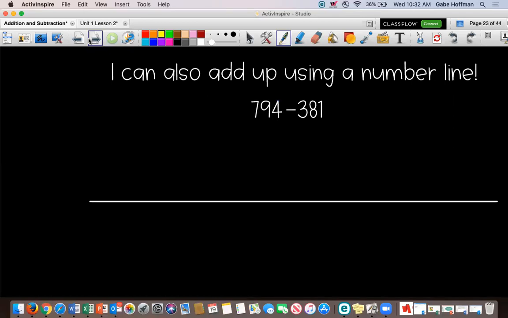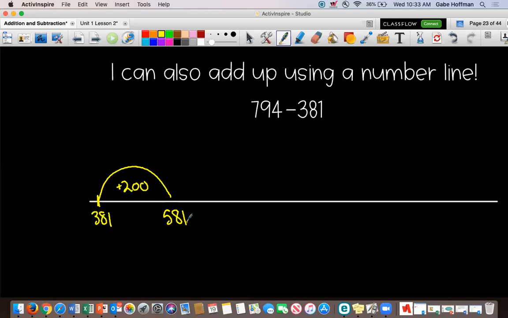So I can start, if I'm doing 794 and I'm subtracting 381, I can also start down here at 381. And if it helps me to visually have a number line, I can add up from there to get up to find the difference. So I can do the same thing I just did on the last one. I'm going to add 200. And I'm going to get to 581.